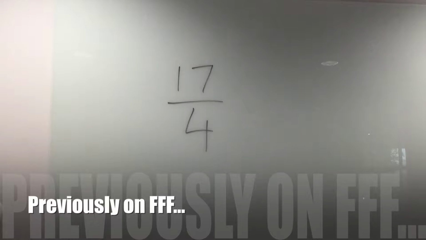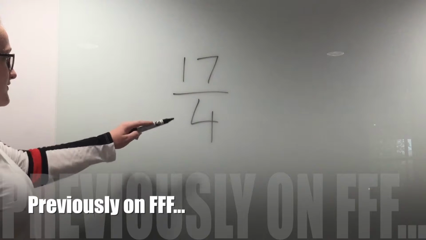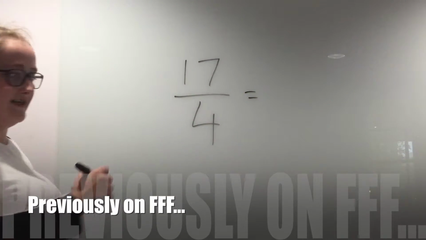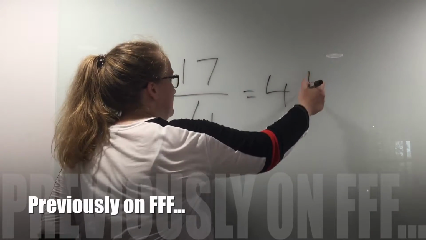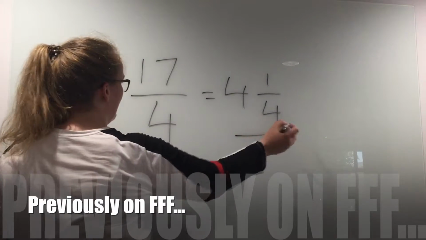Converting improper fractions into mixed fractions. First we're going to think about how many times does 4 go into 17. I know that 4 goes into 16 4 times with 1 left over. And this means 4 and 1/4.